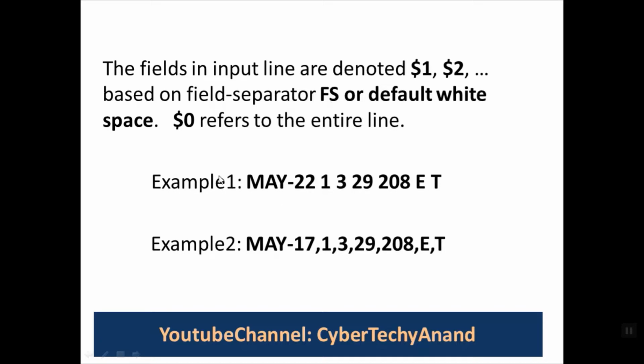Like if you take this line: mate 22 space 1 space 3 space 29 space 208 space E space T. This entire line is considered as $0. If you want to print the entire line, you need to pass $0. But if you want to print the first field, then you need to call it $1. Similarly, if you want to print the second, it is $2. Similarly, the third is $3, and it goes on $4, $5, $6, $7. This is in the case of the default white space.